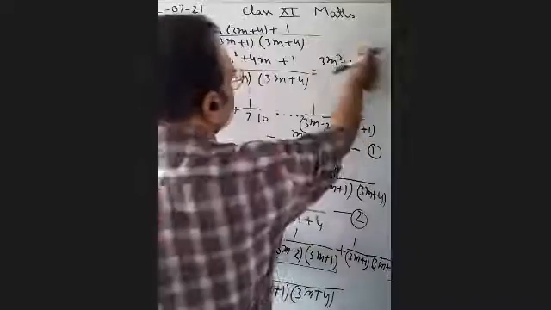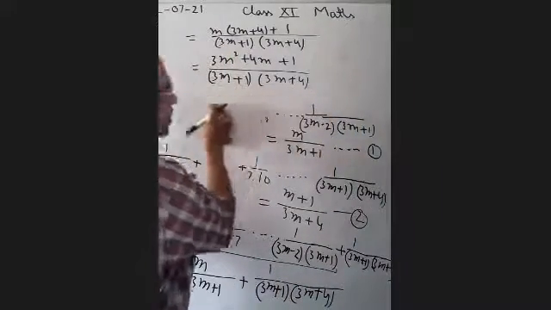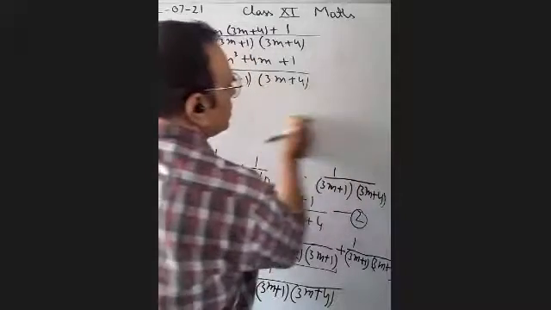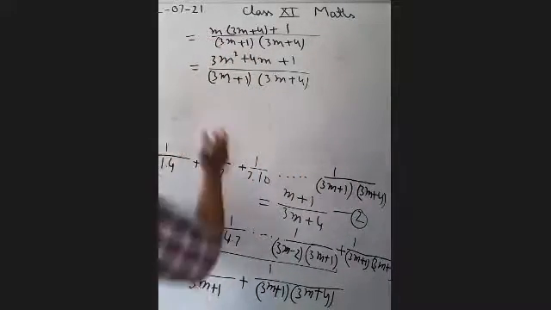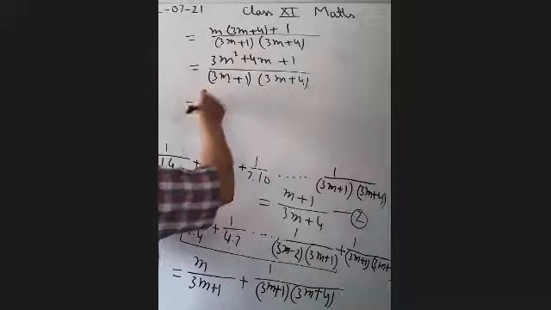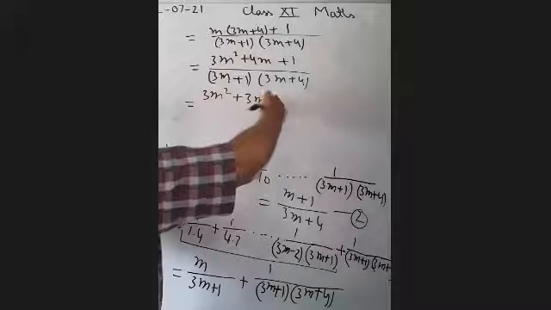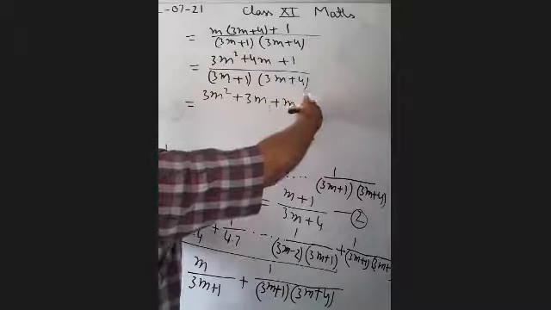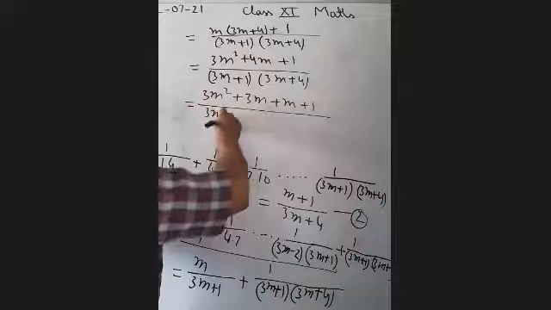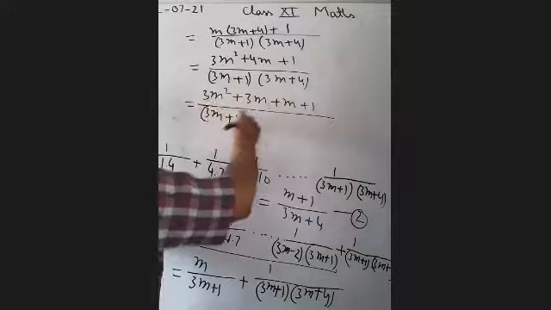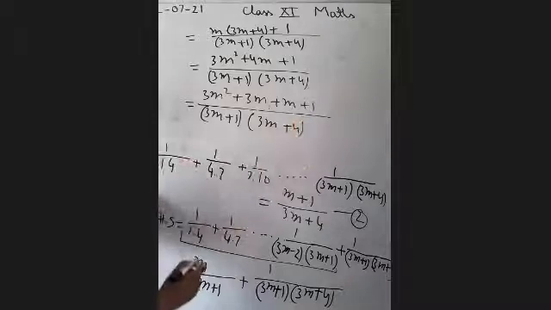Next line में स्पेस नहीं आ पाएगा, तो I will do here. ठीक है, so if we split the middle term, 3m square plus 3m plus m plus 1 divided by 3m plus 1, 3m plus 4. देखो यहाँ तक हमने कर लिया इसको.